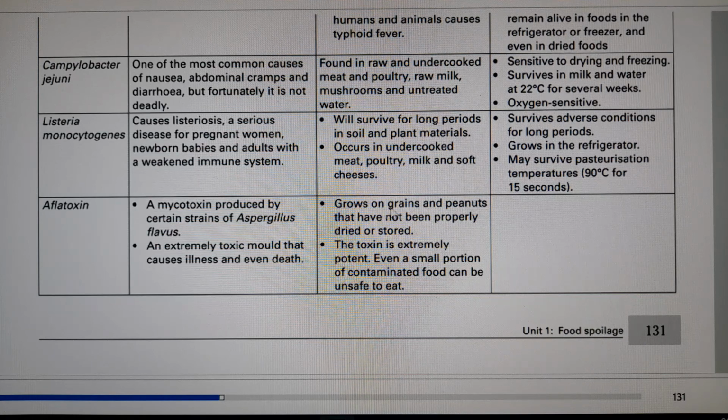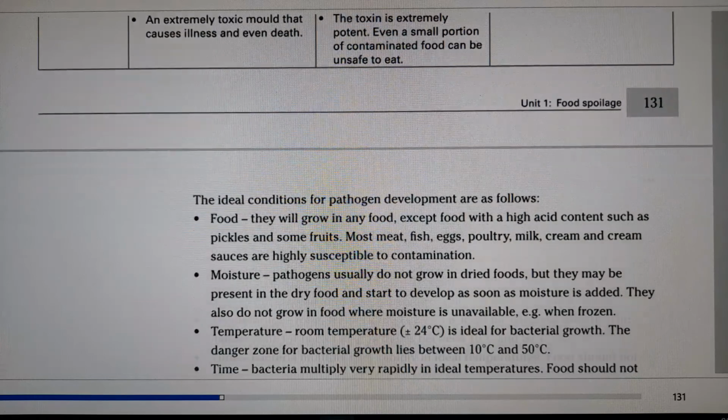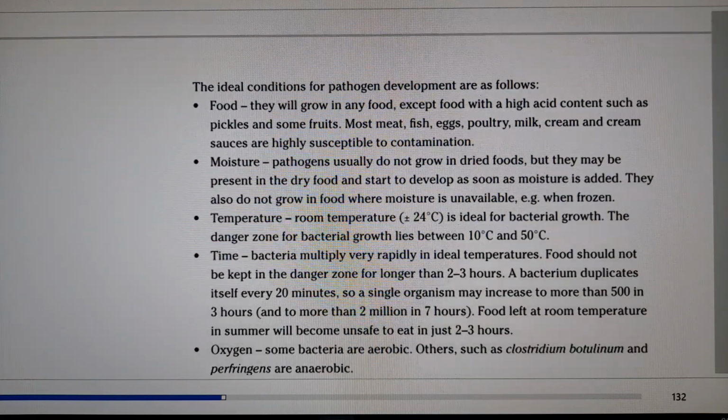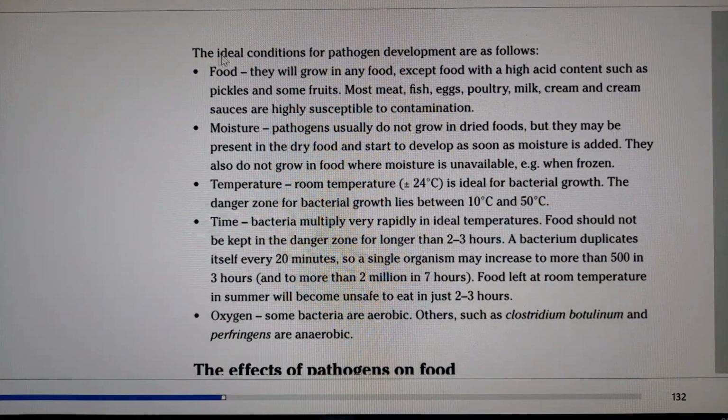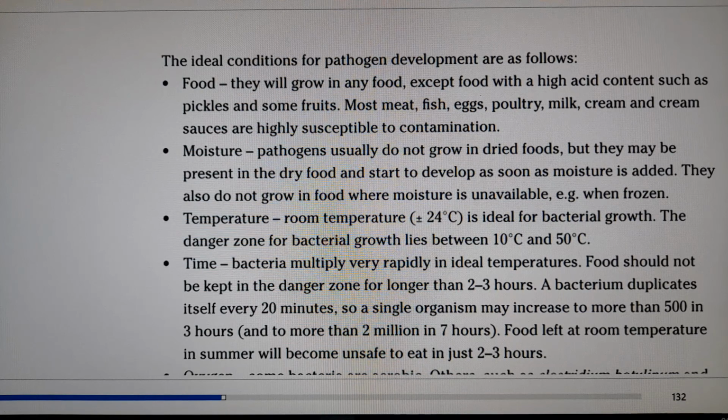It grows on grains and peanuts that have not been properly dried or stored. The toxin is extremely potent. Even a small portion of contaminated food can be unsafe to eat, and they haven't given us the preventative measures for this microorganism. Okay, so here they give us, let me maximize this so that we can all see.